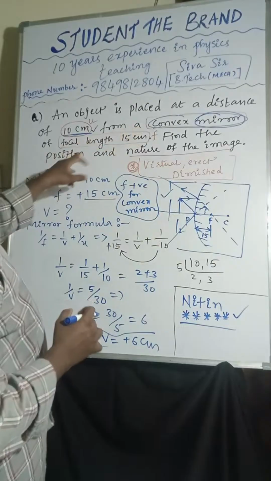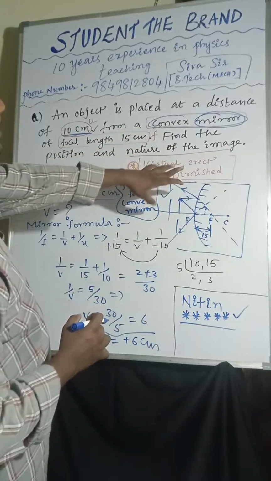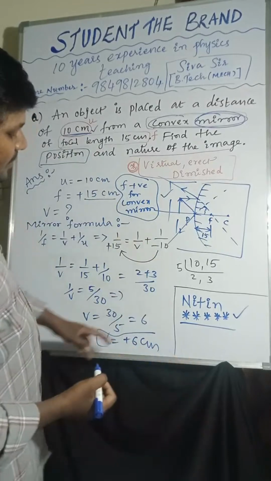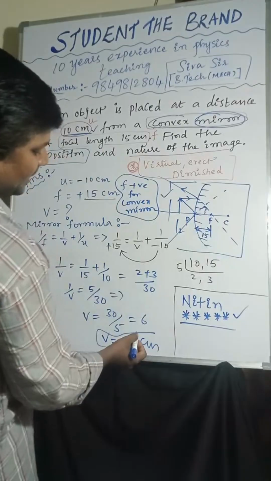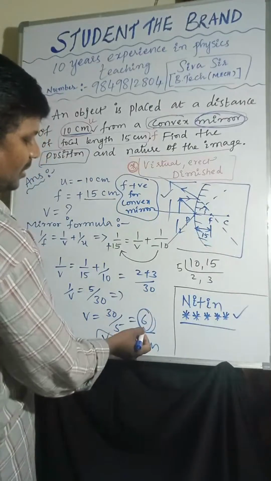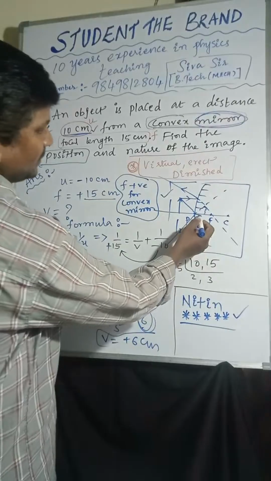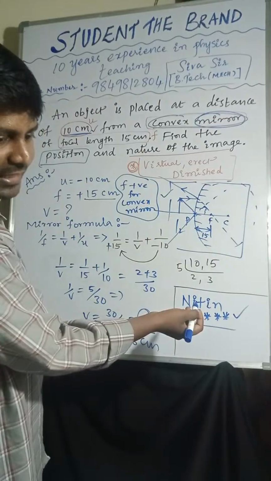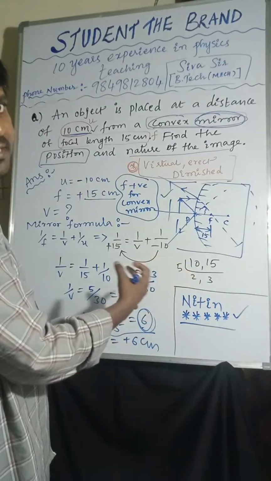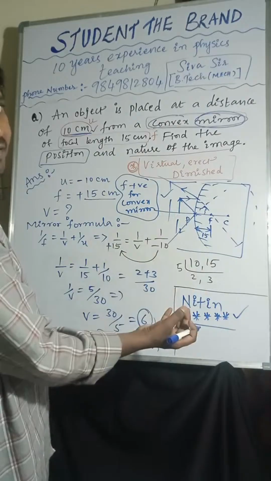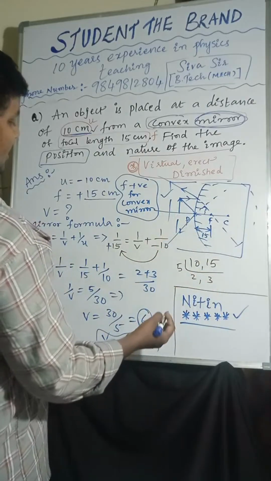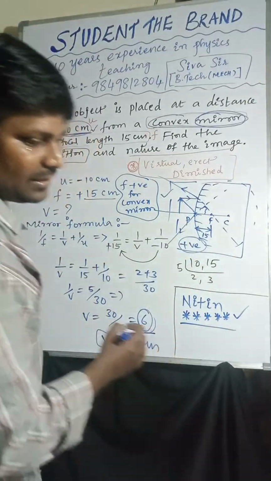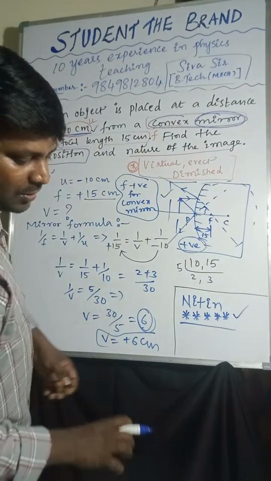So find the position and nature. Nature is virtual, erect and diminished, and what is the position? V equal to plus 6 centimeter. So plus or minus, how can you understand? Anyway we got it here, but still if you want to understand, this side the image will be forming, in the direction of incident rays according to the sign conventions. So according to the sign conventions, image is positive. Clear? Understood?